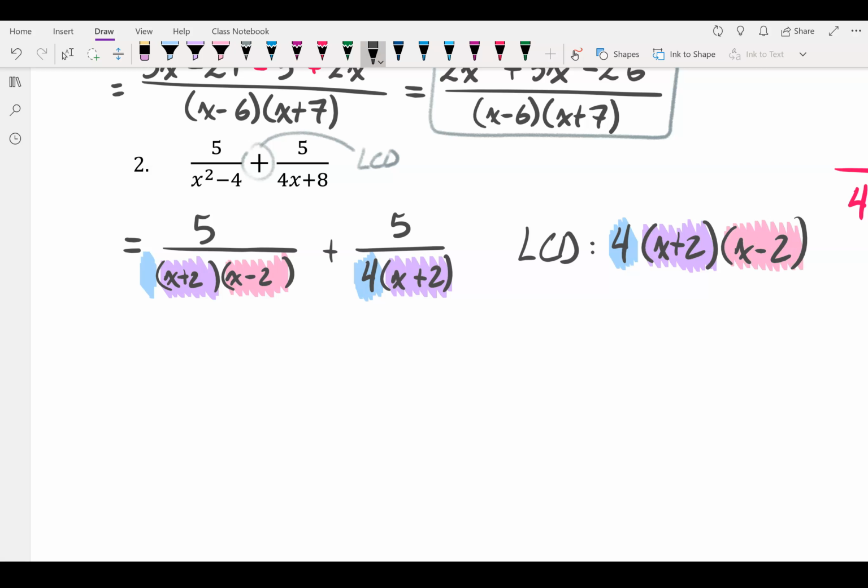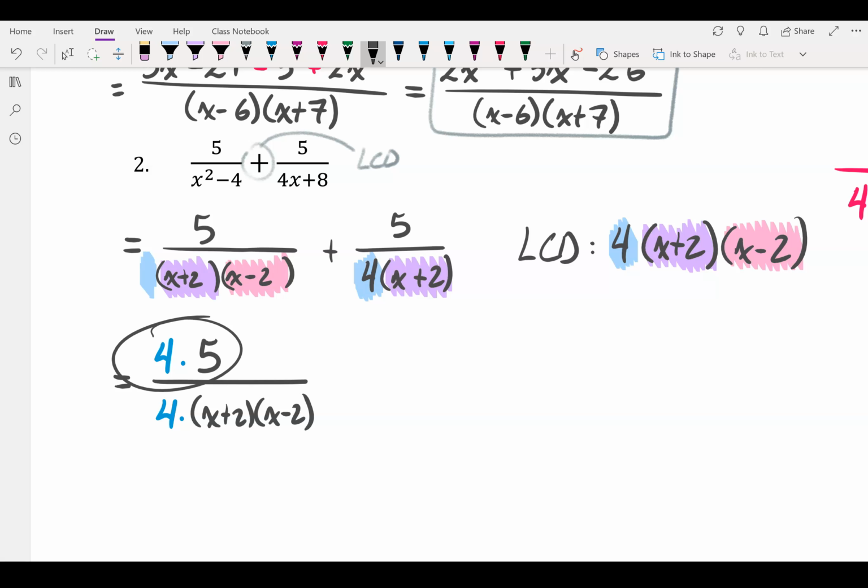Now we need to add what's missing to each piece. The first one already has an x plus 2, it has an x minus 2, it's just missing 4. So I'm going to multiply on top and bottom by 4. On top I already had a 5. On bottom I already had this. So if you wanted to, you could have written a 20 here.